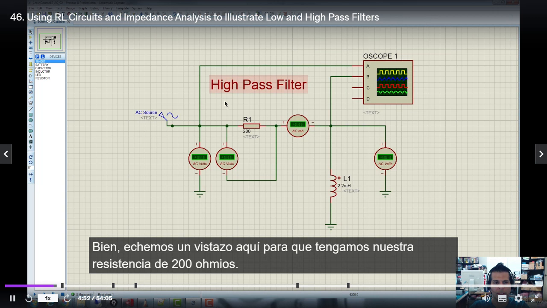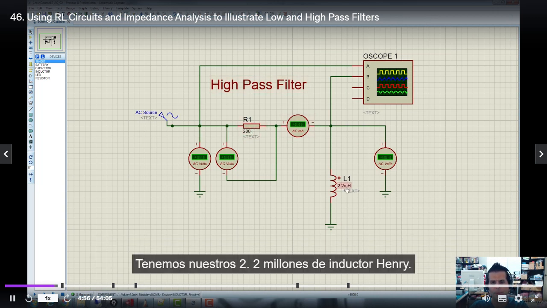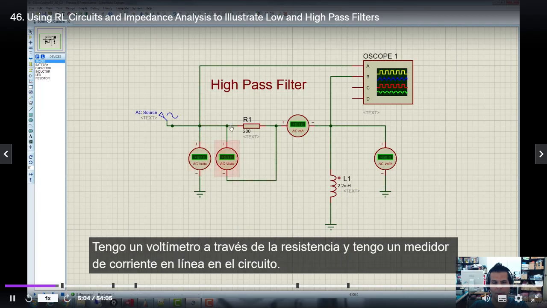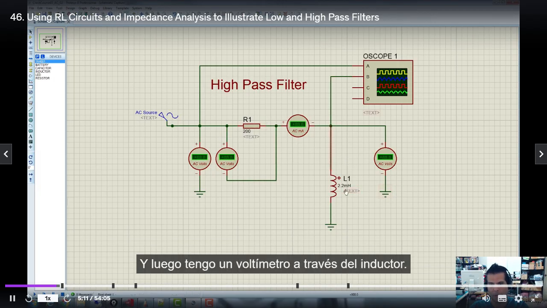Okay, so let's take a look here. We've got our 200 ohm resistor. We've got our 2.2 millihenry inductor. We've got the same kind of structure. Then we've got some instrumentation. I've got a voltmeter here at the input. I've got a voltmeter across the resistor. Then I've got a current meter in line in the circuit. And then I've got a voltmeter across the inductor.